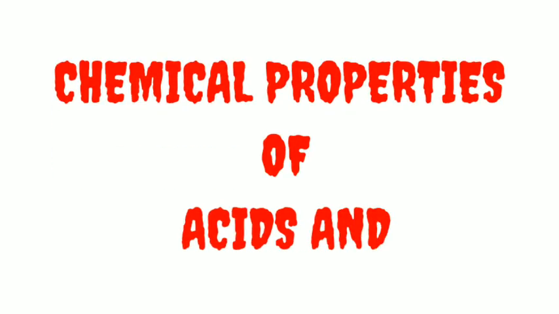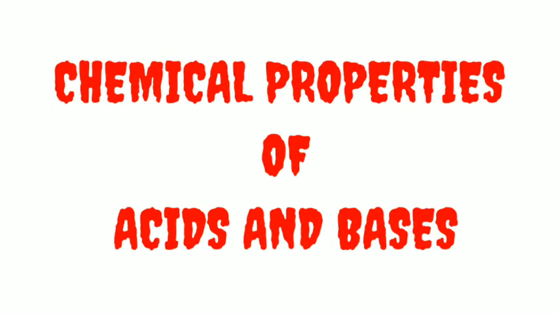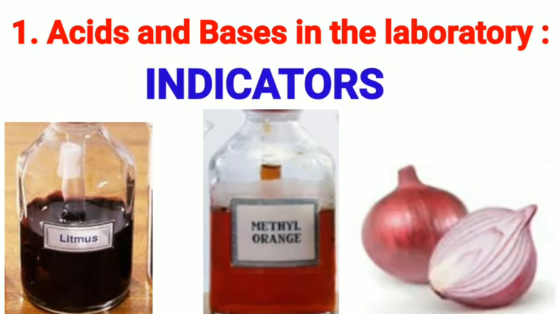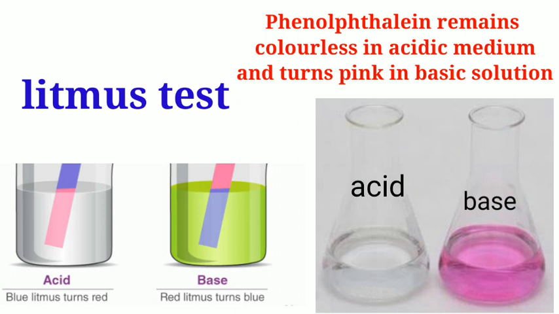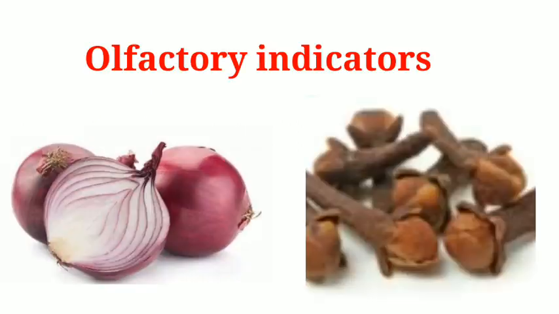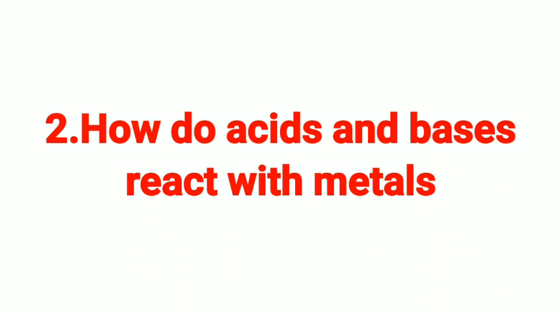Chemical properties of acids and bases. Indicators are the chemical substances which tell whether a given substance is an acid or a base by change in color or by change in odor. How do acids and bases react with metals?